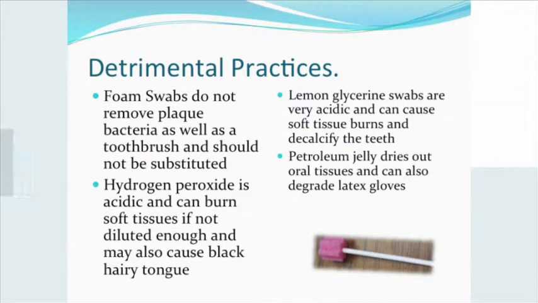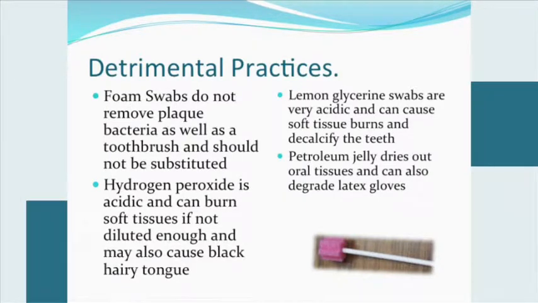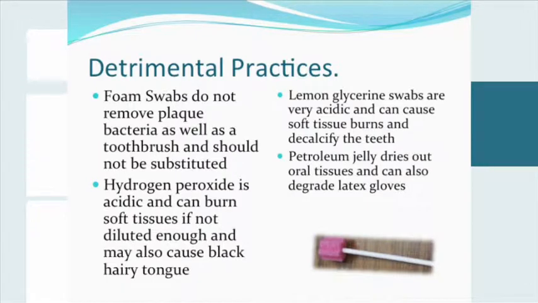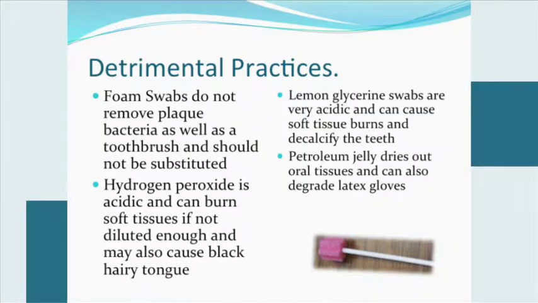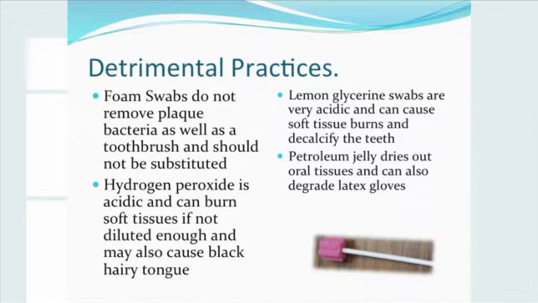Hydrogen peroxide is acidic and can burn soft tissues if not diluted enough, and may also cause black hairy tongue. Lemon glycerin swabs are very acidic and can cause soft tissue burns and demineralize the teeth. Petroleum-based products are not recommended for moistening the lips and oral tissues as they are drying and harmful if aspirated.